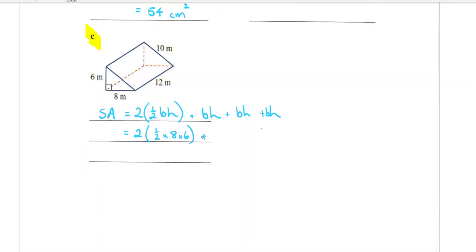Now let's go around our rectangles. I'm going to start with the bottom one, right on the bottom of the shape. It would be 8 times 12 plus the rectangle that's on the side wall, which is 6 times 12. And then finally, the slopy rectangle, which is 10 times 12. It's a big, long line of working, but we're still going to get our answer in 3 lines.